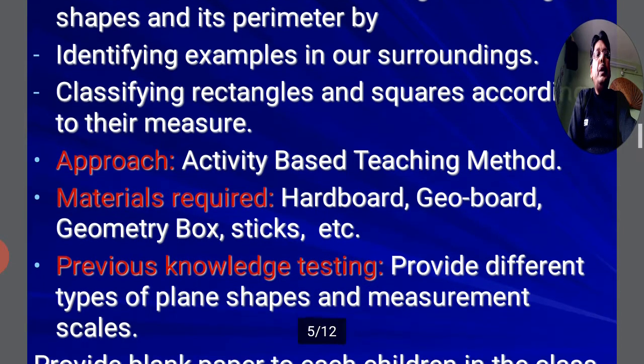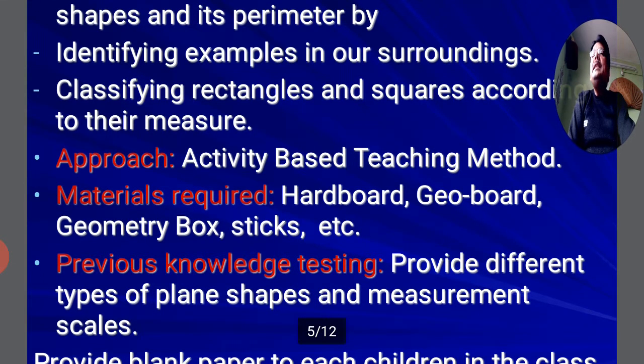Now, approach means strategy: which strategy you have followed or which method you are going to teach. So I have taken the activity based teaching method. The materials used or learning resources: I have used the hardboard, geoboard, geometry box, matchsticks, etc.